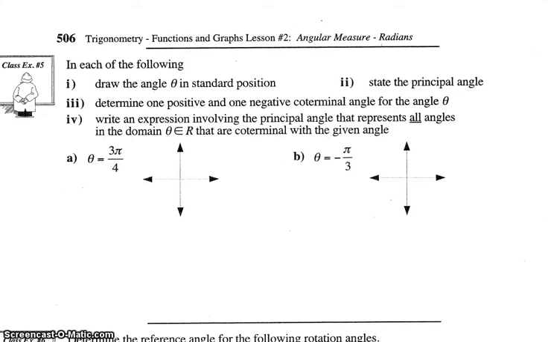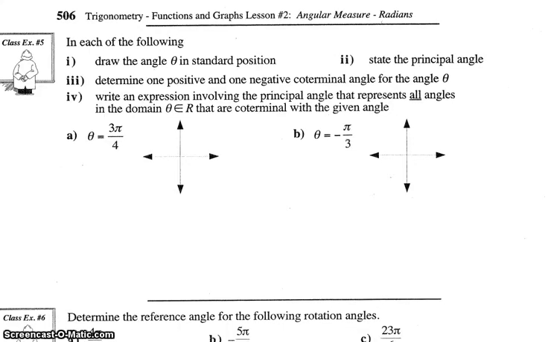So let's look at example 1 here. This is very similar to what we did in lesson 1 with degrees, except now we're working in radians. First of all, they want us to draw the angle in standard position, then state the principal angle, and then find some coterminal angles, and then all of the coterminal angles. So let's look at the first one here.